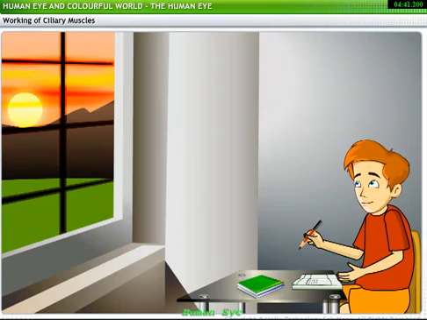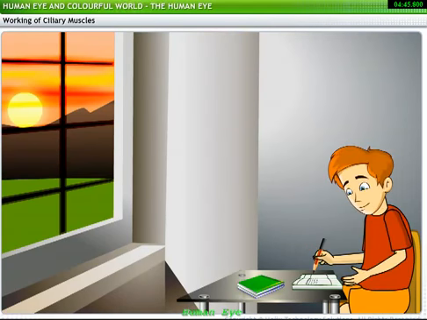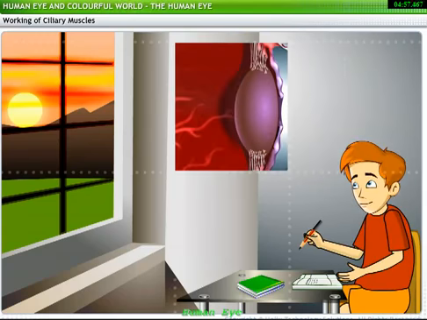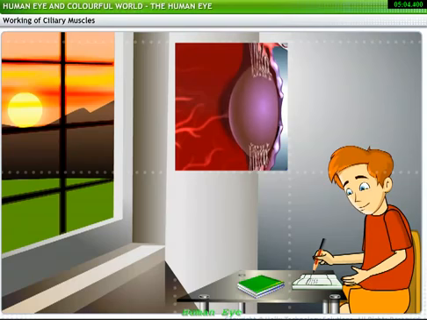So, think about what happens when Jerry switches from looking at the sunset to solving his physics problems. Do you think his ciliary muscles need to work in this scenario? Let's see. Looking at the sunset, Jerry is seeing a distant object. However, when he works on his physics questions, he is looking at his notebook closer to his eyes. The ciliary muscles in his eyes will need to accommodate this change.